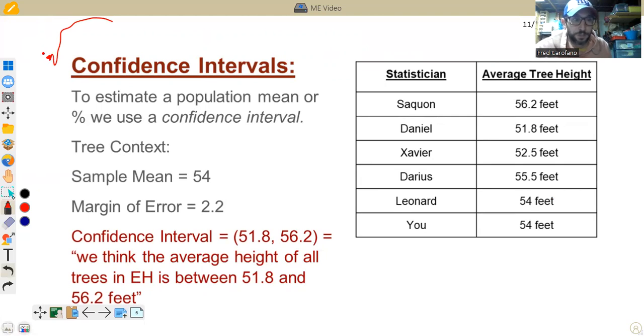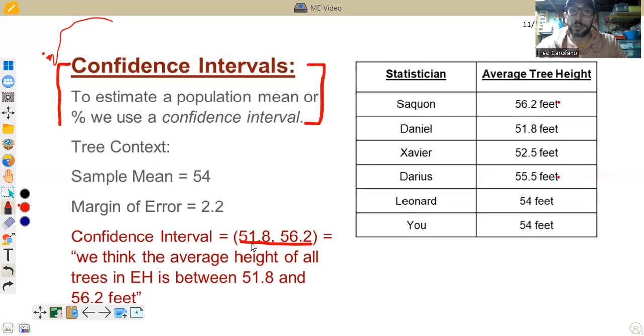So here's the deal. In order for us to estimate the population mean, the average height of all trees in East Hartford, we're going to use what's called a confidence interval. We cannot pick any one of these numbers and just say, oh, the average of all the trees in East Hartford is 56.2 or 55.5, because we know every time we take a sample, we expect to get a different average. So what we're going to do is give an interval estimate.